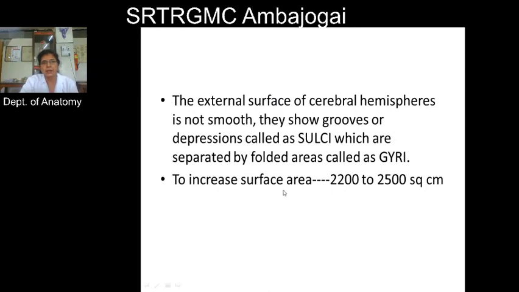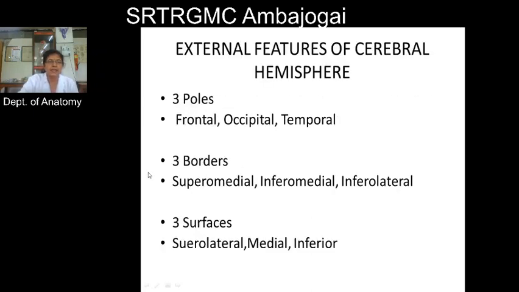The surface area of this cerebral cortex is about 2200 to 2500 square centimeters. This cerebrum, up to the 4th month of intrauterine life, is smooth, and the formation of sulci and gyri starts at the 4th to 5th month of intrauterine life and is completed just before birth. The presence of these sulci and gyri is the prominent feature of the human brain or human cerebrum.